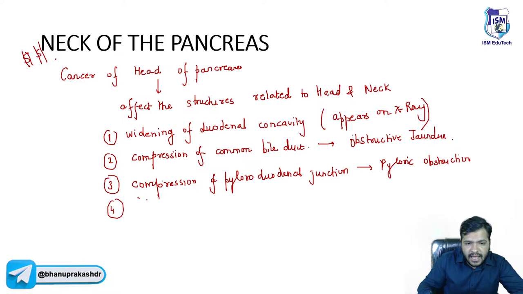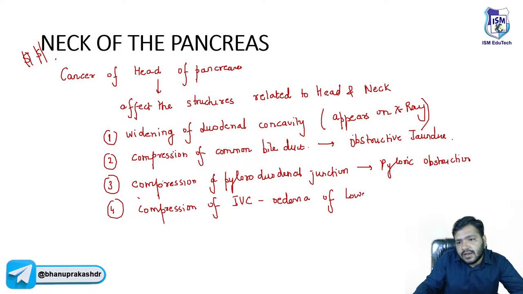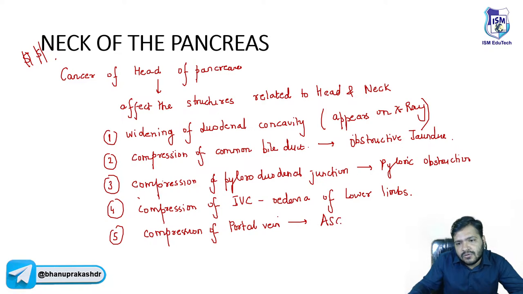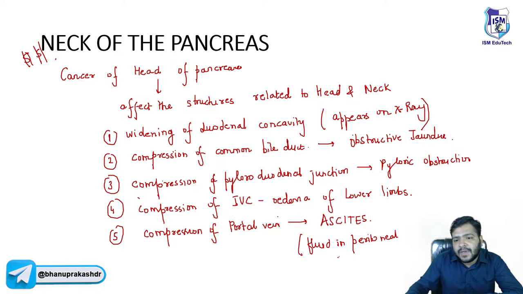Apart from that beta, remember that we have the inferior vena cava passing behind. If there is compression of the inferior vena cava, it will result in edema of the lower limbs. And lastly, you already know behind the neck of the pancreas, we have the formation of the portal vein. So remember beta, compression of the portal vein will lead to ascites. When I say ascites beta, it is fluid in the peritoneal cavity.